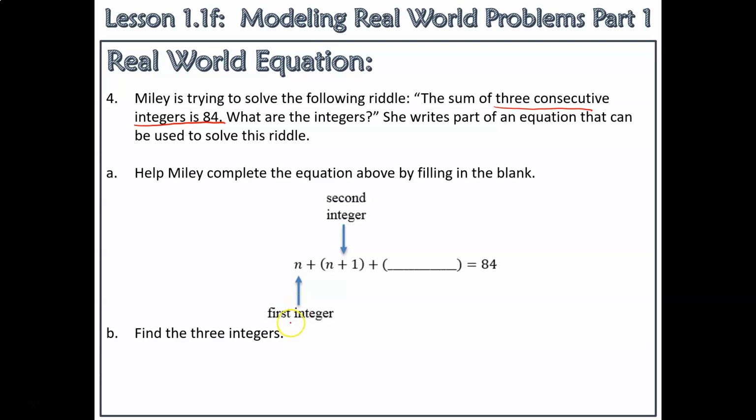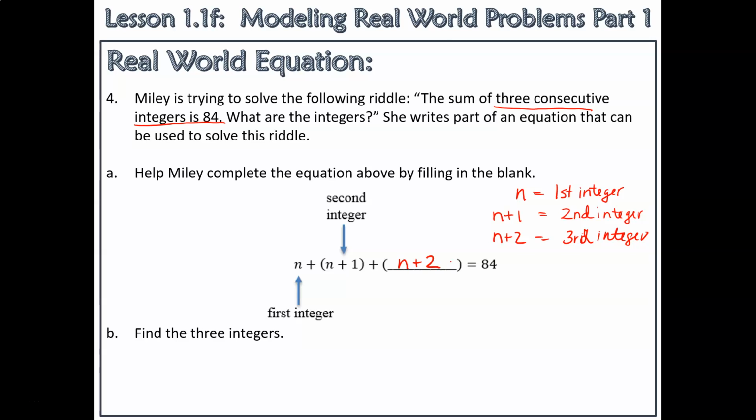So n is the first integer, and the number after that, so if you're going 1 to 2, you're going to take the first integer and add 1, and that would be your second integer. Now go from your first integer to the third, like going from 1 to 3, you would have to add 2. So that's your third integer. So we're going to put that in the blank, n plus 2.